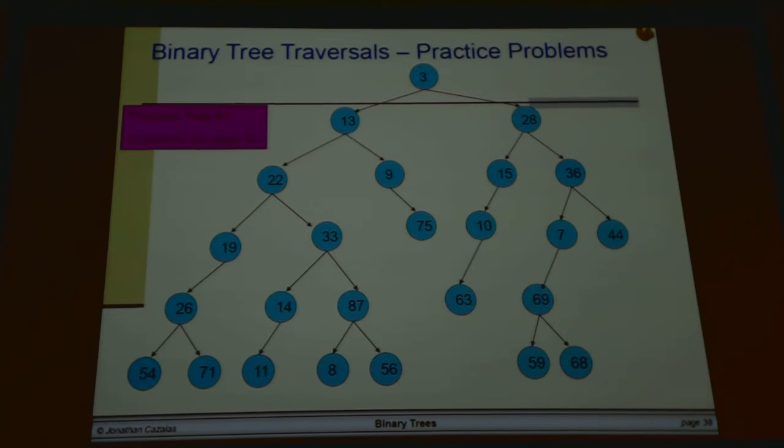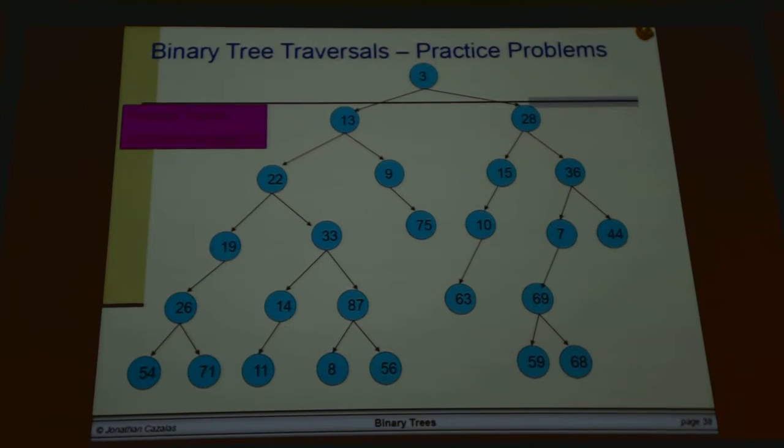13 is our left on our 3. We've exhausted everything on the left of the 3. Now we can print our 3 as an in order. Does that make sense? Mm-hmm. Because we're doing in order. Now we start going to the right, because the rules say on an in order, left, root, right.